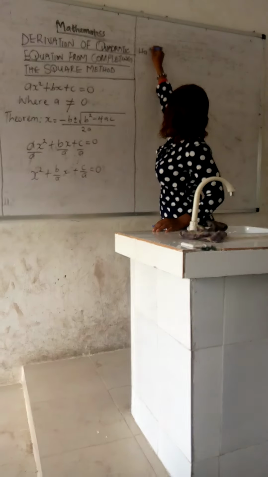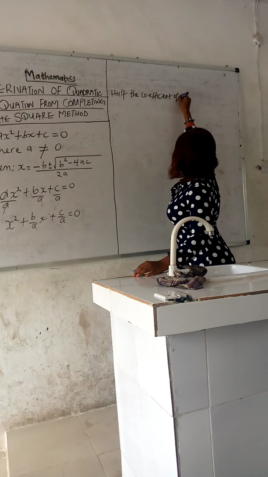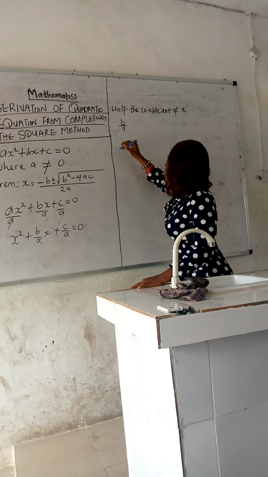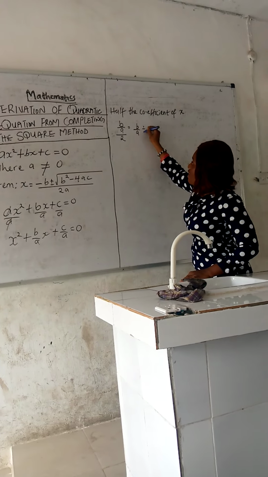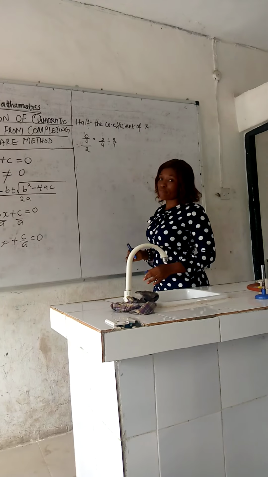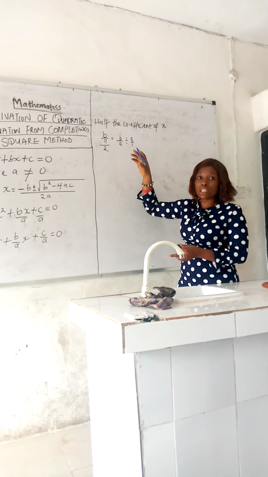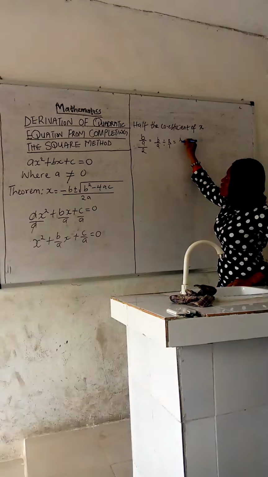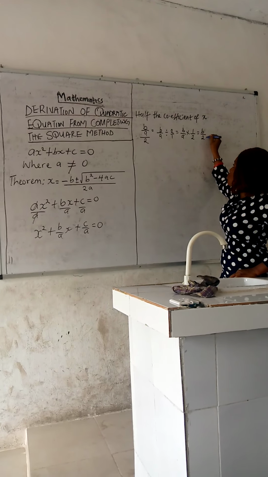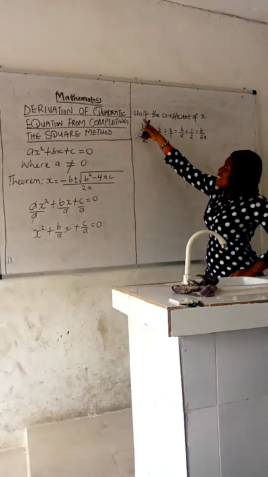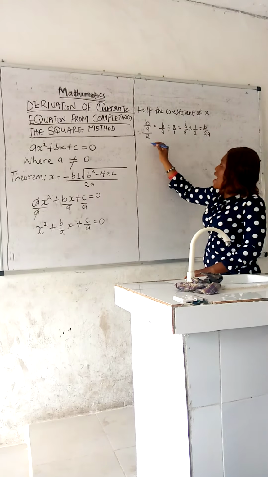So half the coefficient of x is b over a. Now half is divided by 2, which is the same thing as b over a divided by 2 over 1. Now the law of fractions says once it's division, change it to multiplication. You swap the numerator and denominator. So we have b over a times 1 over 2, which is b over 2a. That is half the coefficient of x, which we've done. Then you now square it.